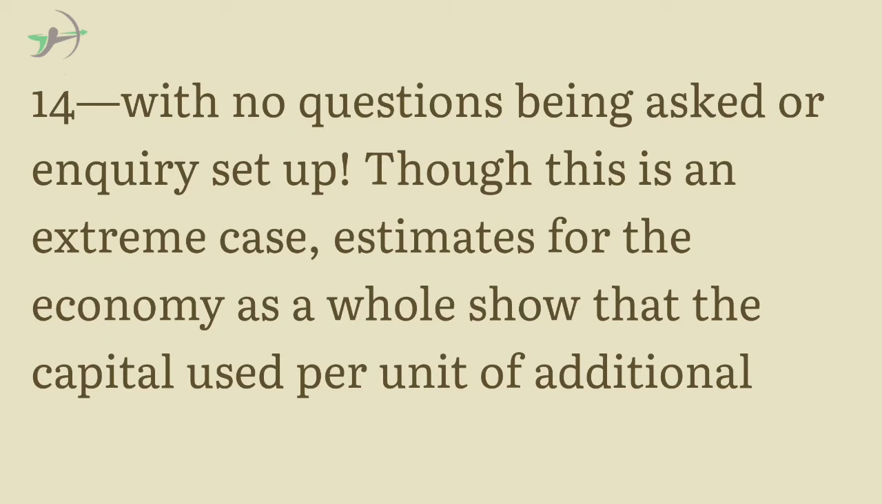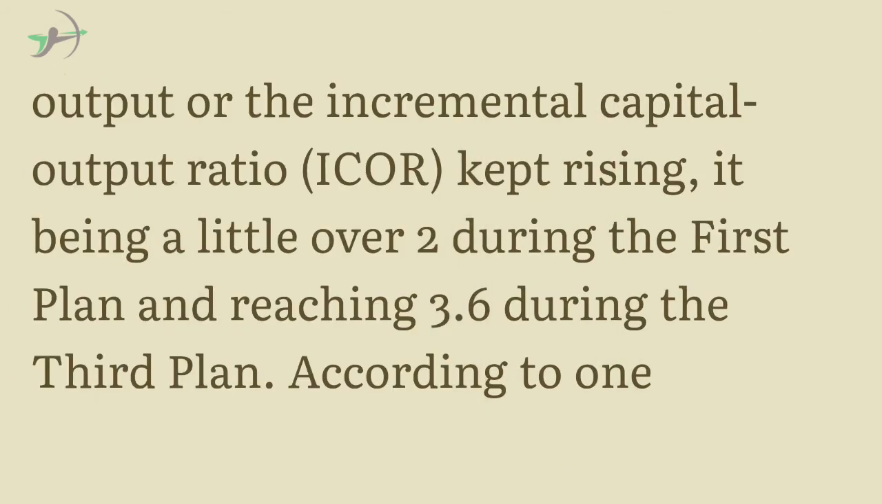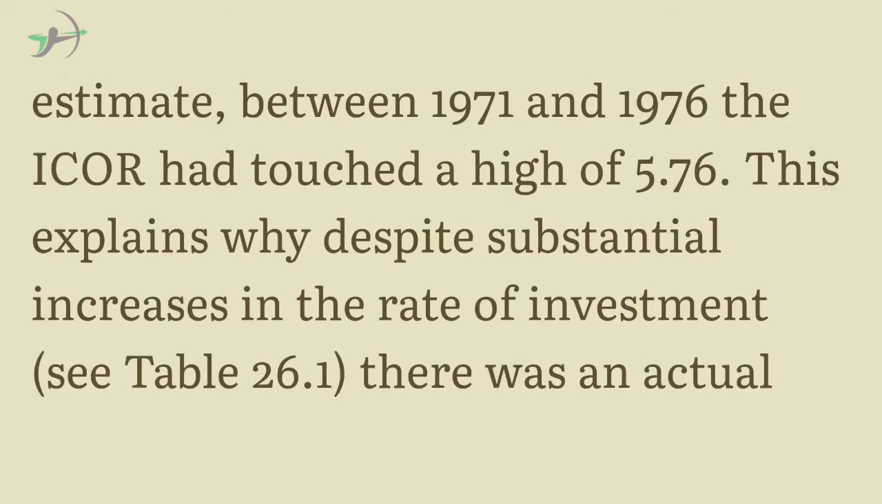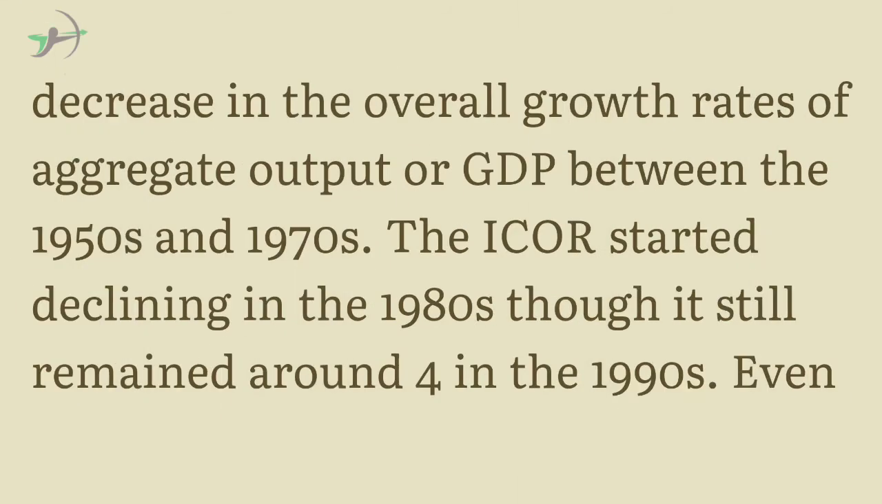Though this is an extreme case, estimates for the economy as a whole show that the capital used per unit of additional output, or the incremental capital output ratio, ICOR, kept rising, it being a little over 2 during the first plan and reaching 3.6 during the third plan. According to one estimate, between 1971 and 1976 the ICOR had touched a high of 5.76. This explains why, despite substantial increases in the rate of investment, see Table 26.1, there was an actual decrease in the overall growth rates of aggregate output or GDP between the 1950s and 1970s.